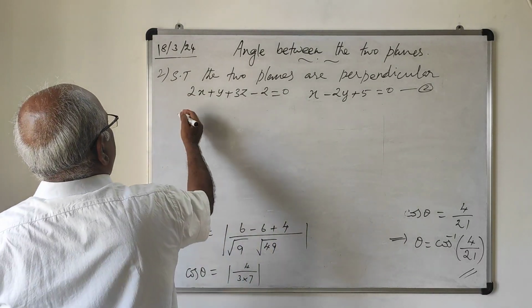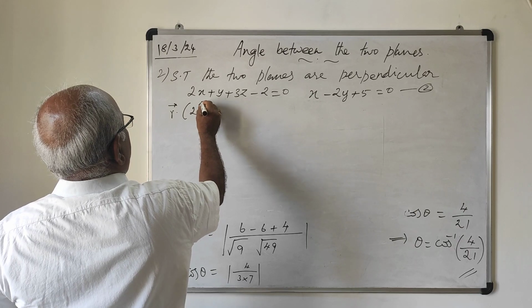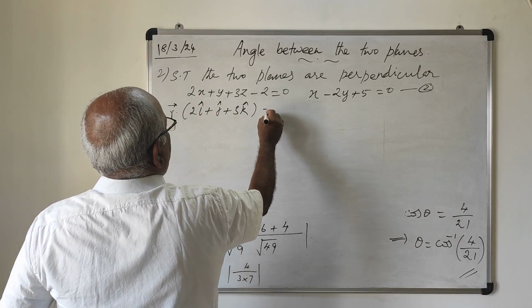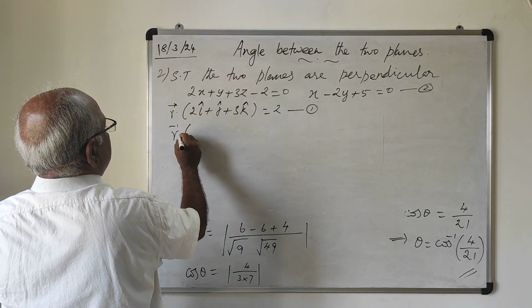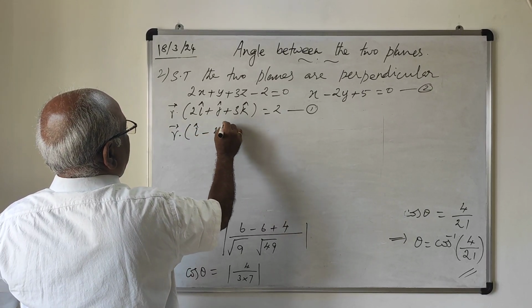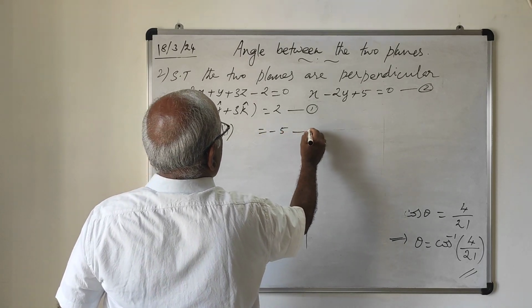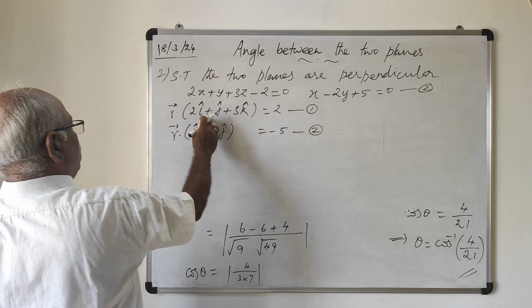The first plane is r dot 2i plus j plus 3k equal to 2. This is plane 1. And the second plane is r dot i minus 2j equal to minus 5. The plus 5, if you bring it to the right hand side, is minus 5. So this is n1 and this is n2.